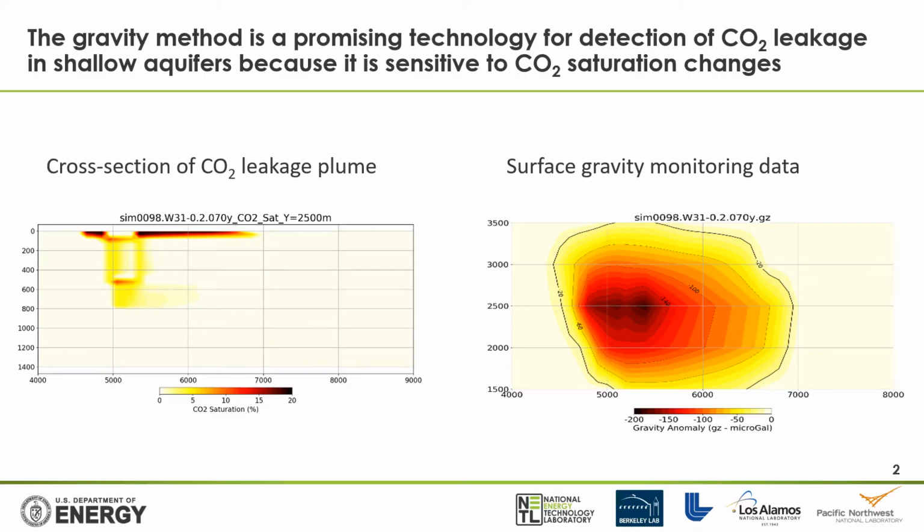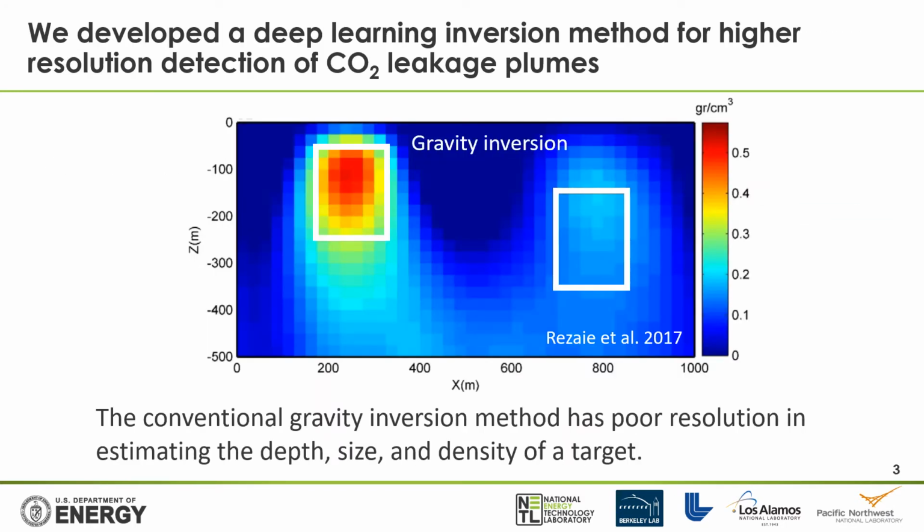CO2 leakage in shallow aquifers increases CO2 saturation and decreases the bulk density of the formation. Surface-based gravity monitoring method can detect these density changes. Conventional gravity inversion method has a poor resolution in estimating the depth, size, and the density of a target.